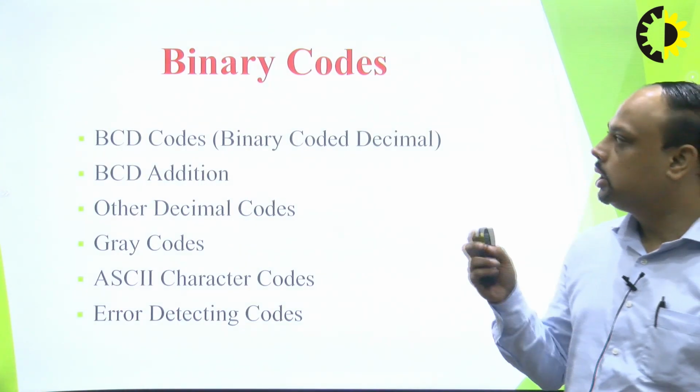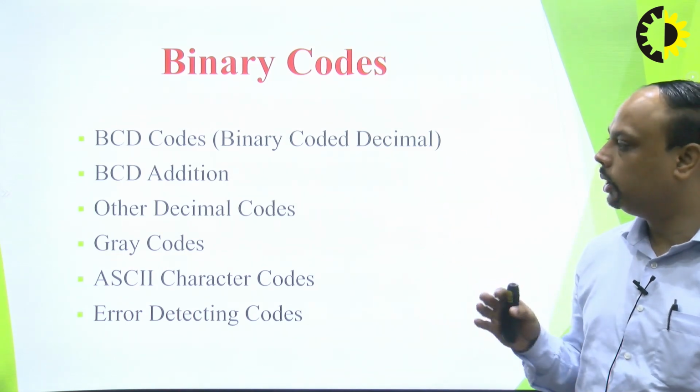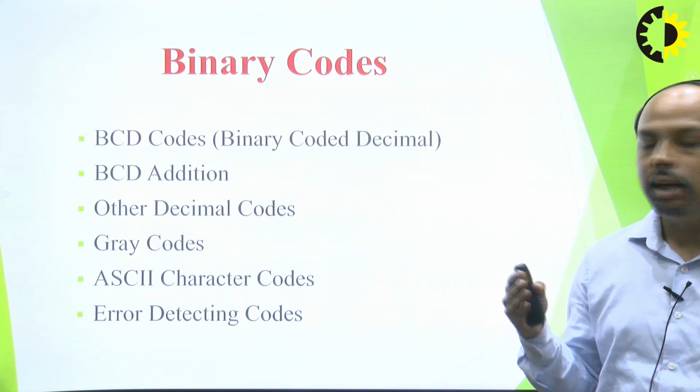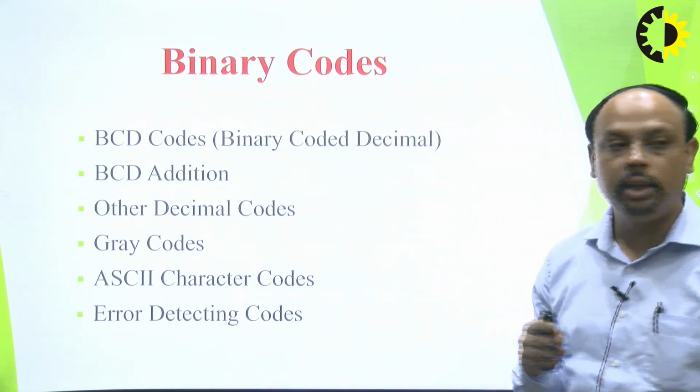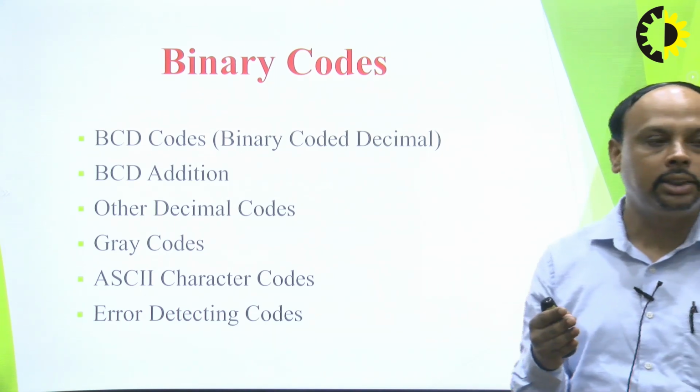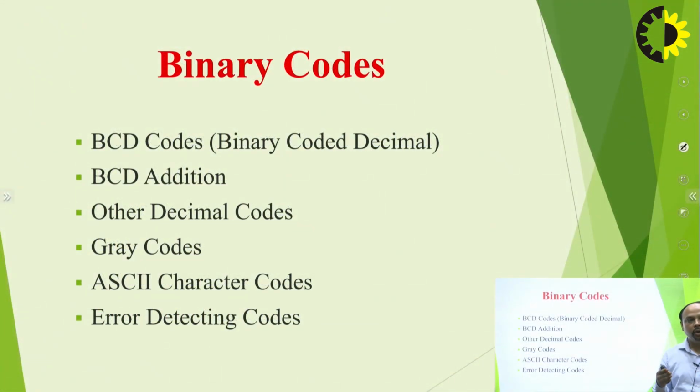This is the content of today's lecture. First we study binary coded decimal, then addition of these BCD numbers, then other decimal codes like the 2421 code, 8421 code, etc. Then Gray code is again very important. It is a unit step code which is used in different applications. Then ASCII character codes, and error detecting and correcting codes.